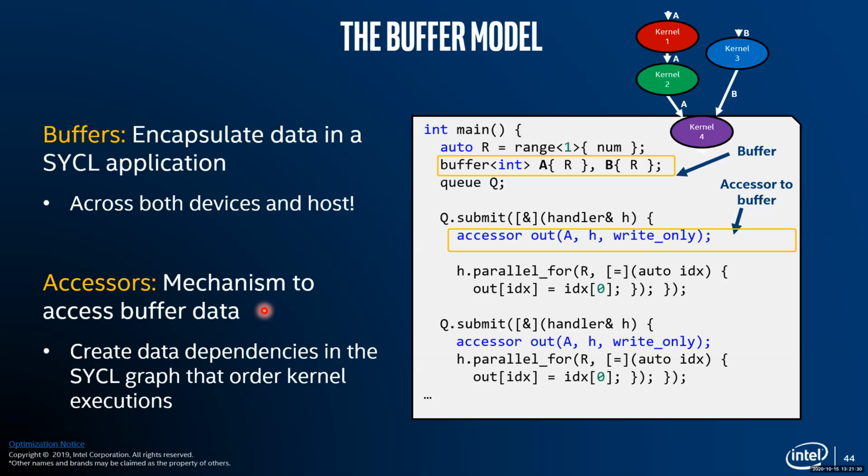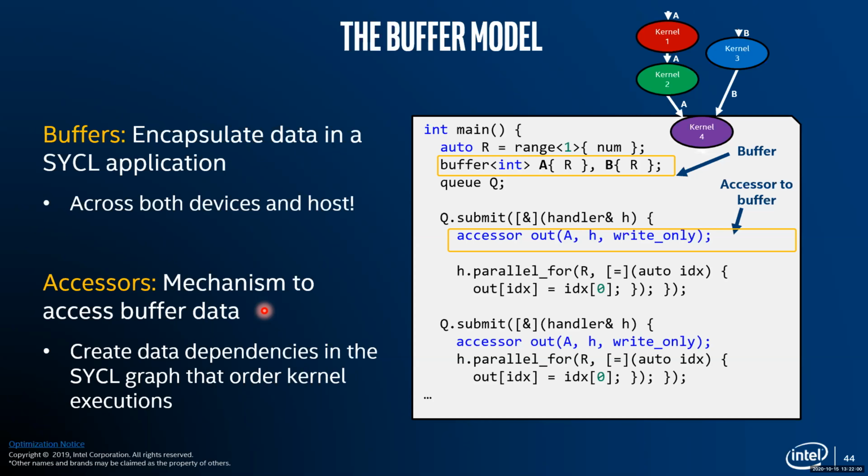If you create an accessor on the host side, it is called a host accessor. On the device side, it is called a device accessor. And there are different types of access. But the main purpose is that we create a buffer, we create an accessor on the device side, we access the buffer data and manipulate it, and then we create a host accessor on the host side to retrieve the results back. This also helps in creating data dependencies in the SYCL graph.